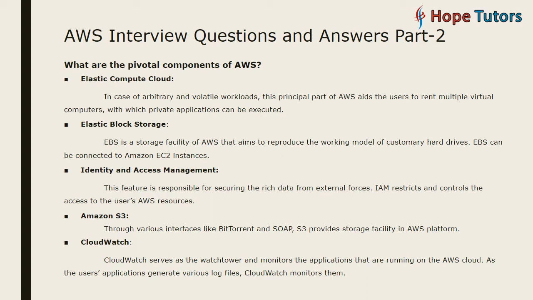Elastic Block Storage. EBS is a storage facility of AWS that aims to reproduce the working model of customary hard drives. EBS can be connected to Amazon EC2 instances.